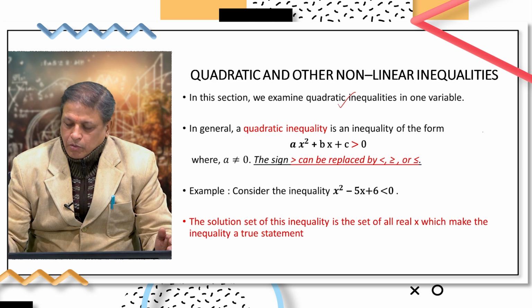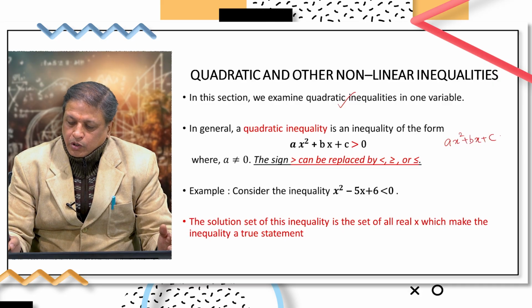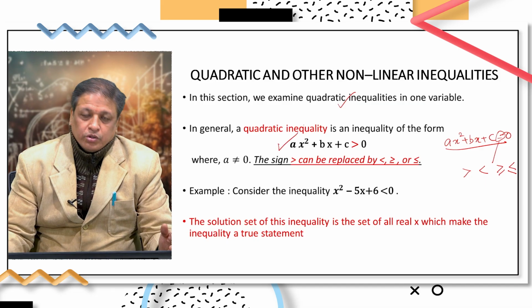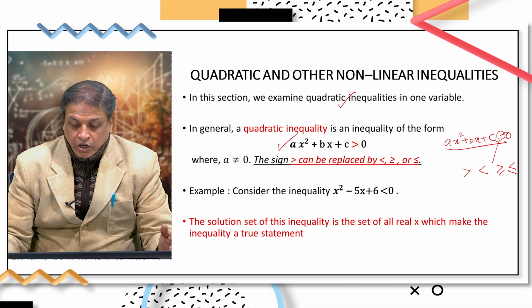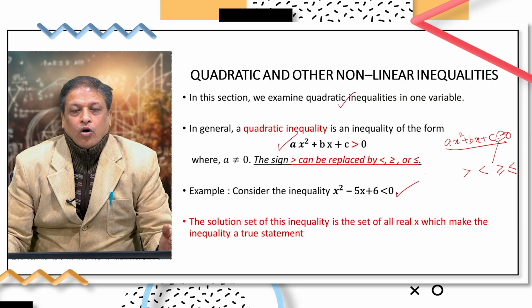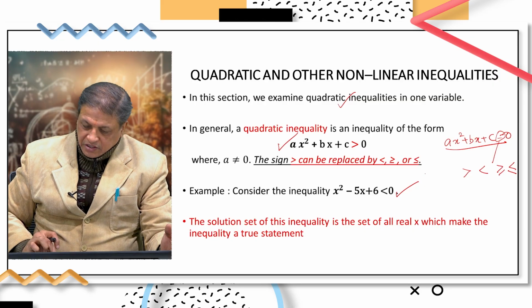We already learned how to solve the quadratic equation, that is ax square plus bx plus c equal to 0. But if this equal to sign is replaced either by greater than or less than or greater than or equal to or less than or equal to, then the inequality gets transformed into a quadratic inequality. So this is one example of a quadratic inequality, and now we will learn how to determine the solution set of quadratic inequalities.